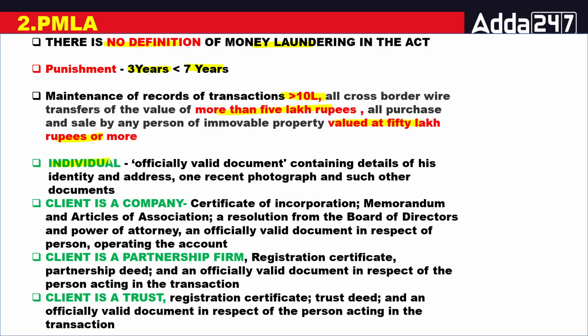If the individual is going for a transaction, then the regulated entity has to see a valid document containing details of identity, address, one recent photograph, and such other documents. If the client is a company: certificate of incorporation, memorandum and articles of association, resolution from the board of directors, power of attorney, officially valid document, etc. If the client is a partnership firm: registration certificate, partnership deed, officially valid document, etc. If the client is a trust: registration certificate, trust deed, officially valid document, etc.